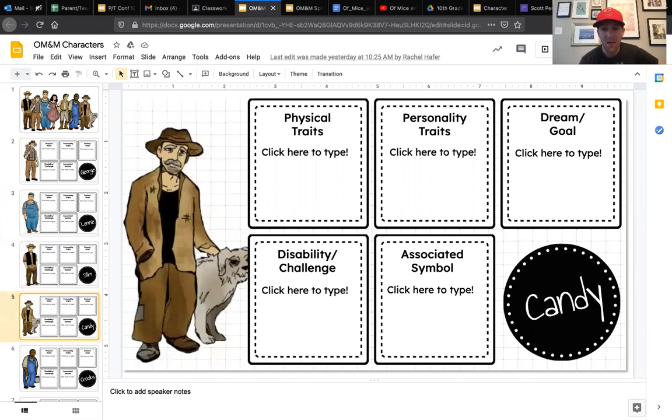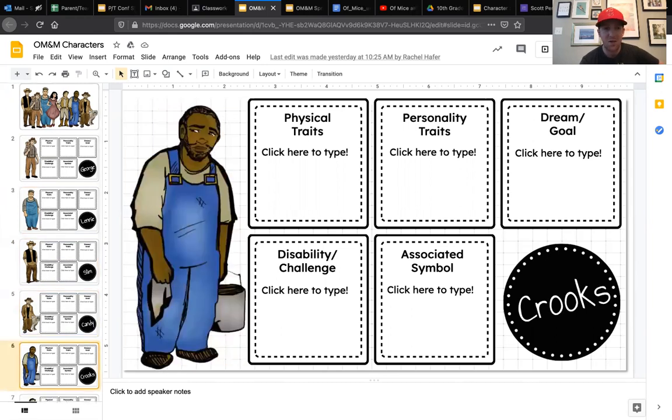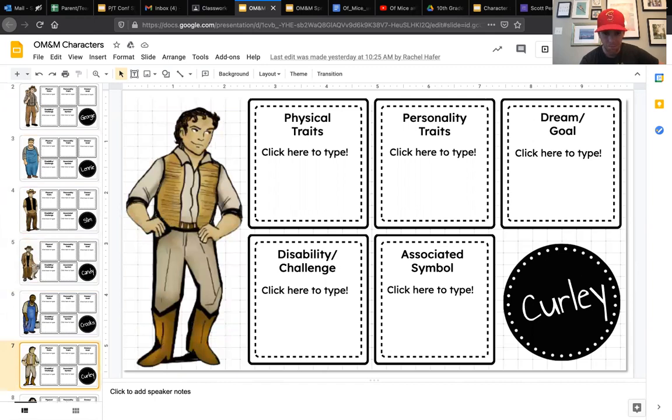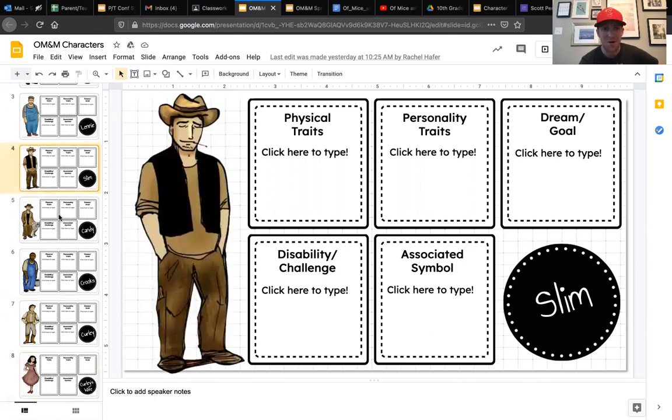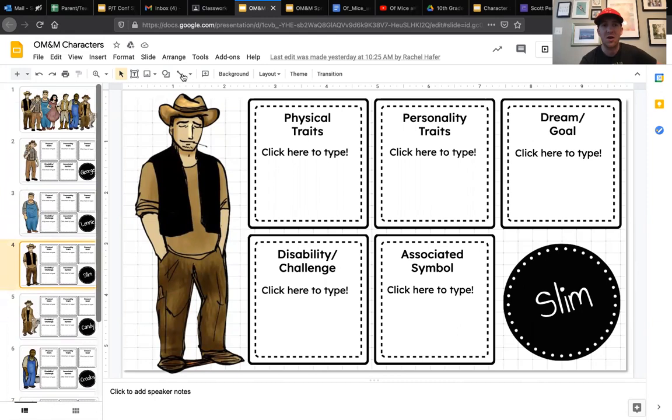And so we're going to meet Candy. We're going to meet Crooks. We're going to meet Curly, sorry, and then Curly's wife. I was looking up at the one I didn't mention, Slim, up here. We're going to meet all of these characters and you're going to get to know them.